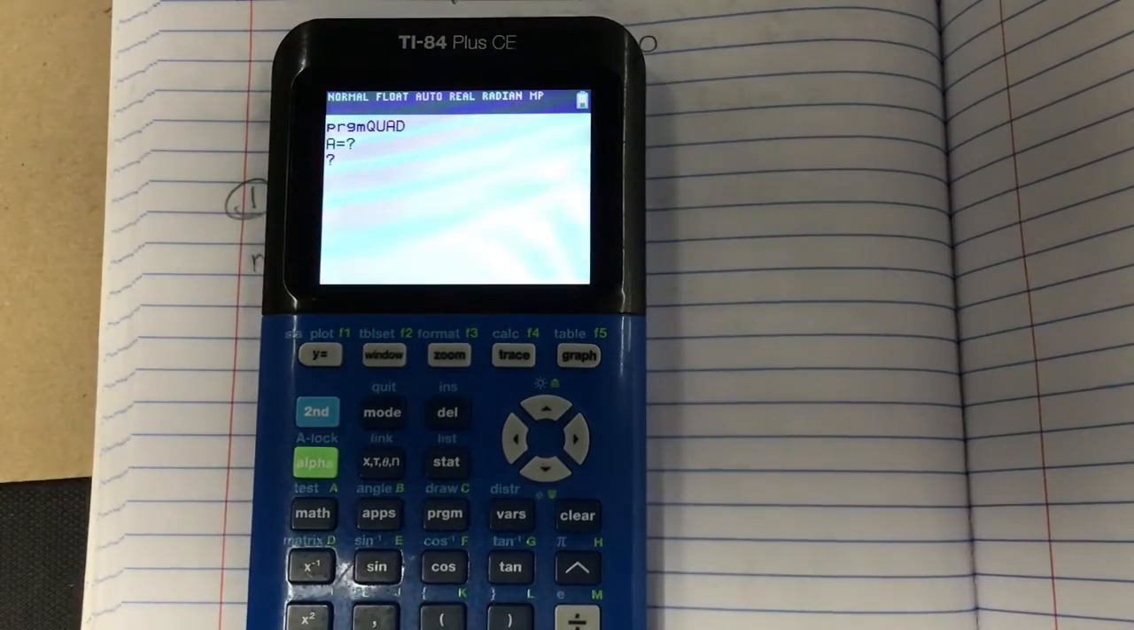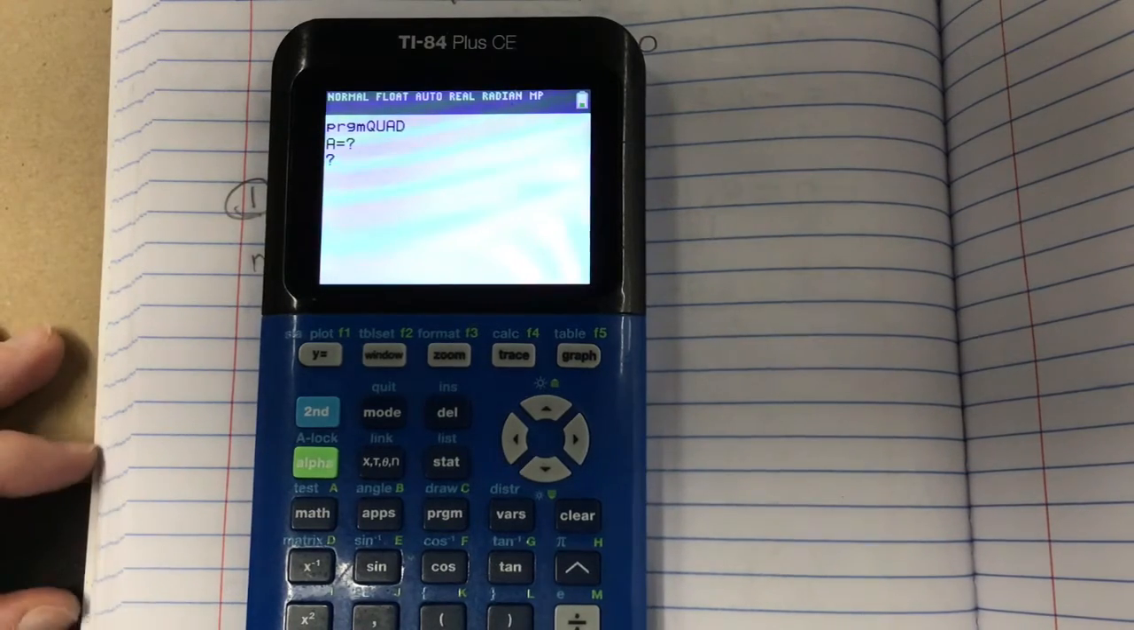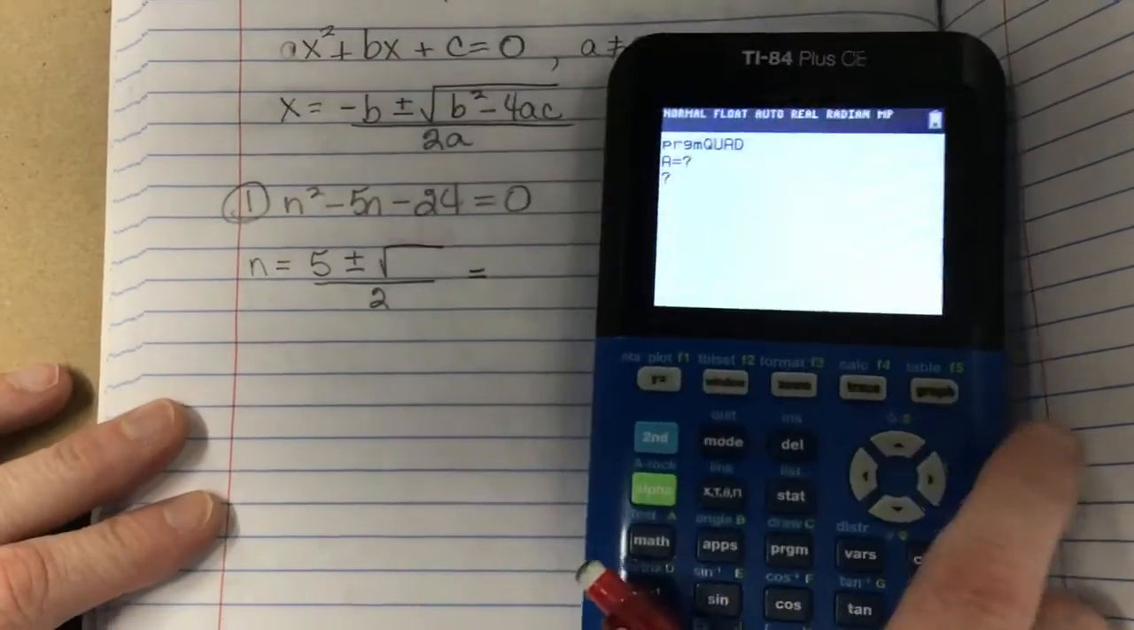Now, all of yours is archived, which means if your calculator clears, it won't go away. Hunter's is not. There's just some calculators that won't archive it. The danger is if you turn it on and it clears the RAM, it clears your program. So that's the only thing about before you take the ACT, you want to make sure you have the programs. Okay, what is it asking for? A, what is A?